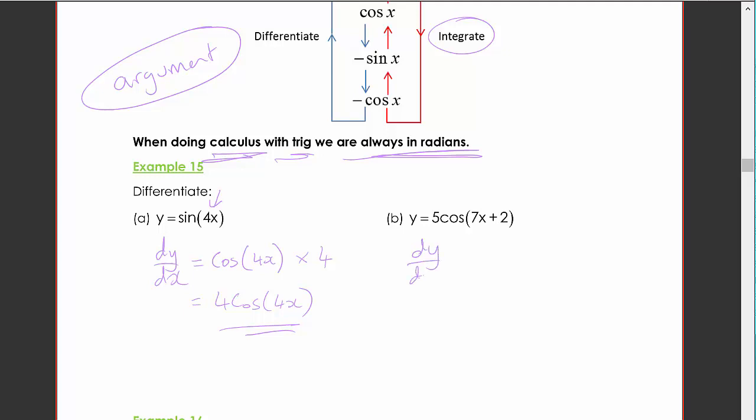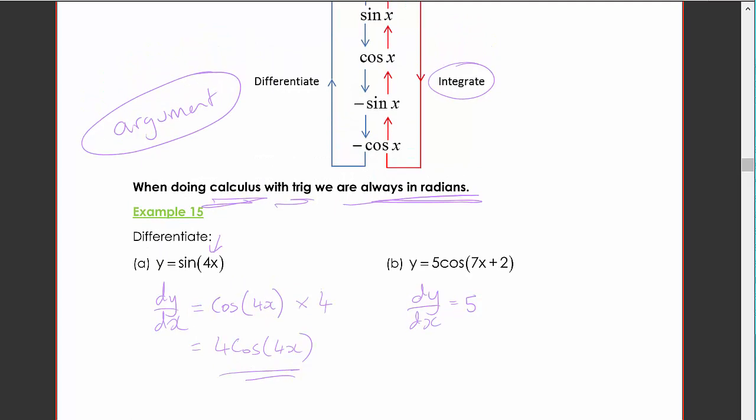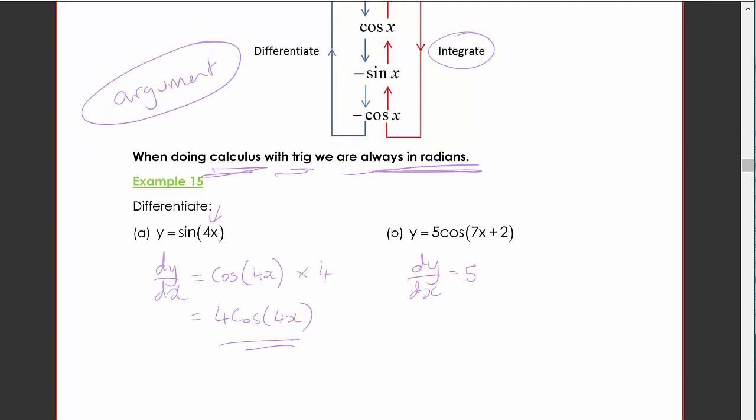Now with this one here, of course the 5 doesn't actively integrate. Cosine goes to negative sine. So I'll pop a negative in front of that 5. And then I've got sine. The argument's not going to change, so it's going to be 7x plus 2. But then we need to multiply by the differential of the inside, which is 7. So that's going to give us negative 35 sine 7x plus 2.